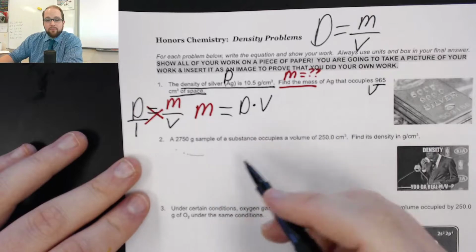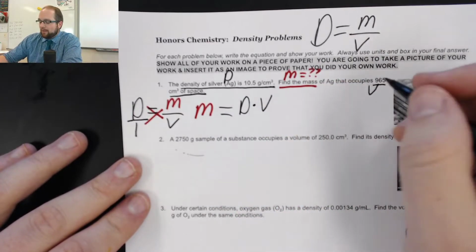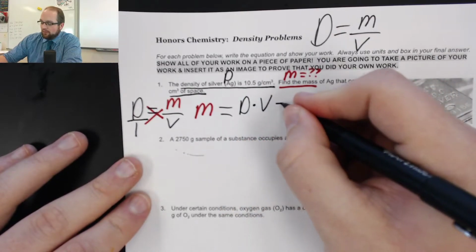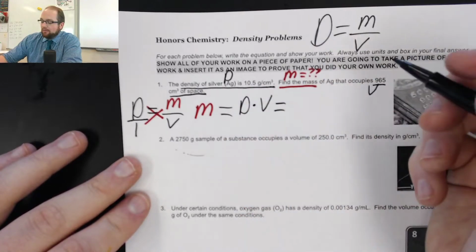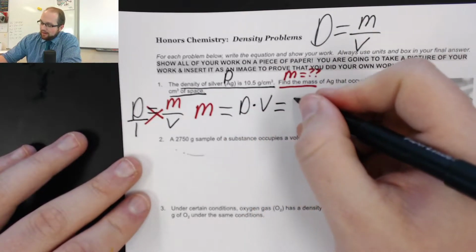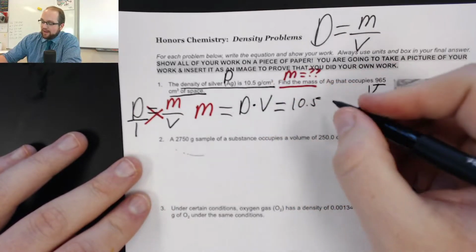And there we go. I've rearranged my equation. This is a crucial step in any problem in chemistry. If you're dealing with an equation, you need to rearrange it to solve for what you're looking for. But now we can just go ahead and plug in the numbers that we know, right? We have 10.5 grams per centimeter cubed. That's how you'd say that out loud.